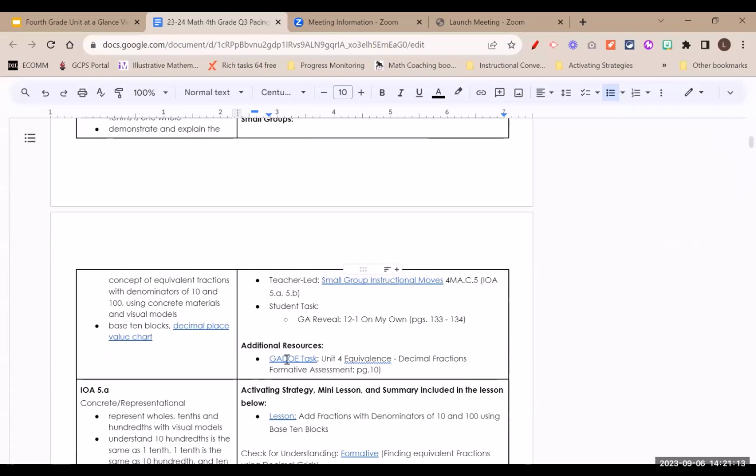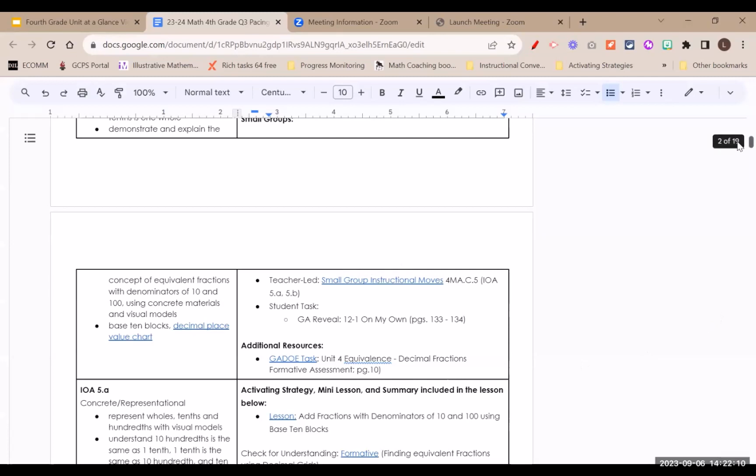Additionally, there's a Georgia DOE task under additional resources. Anytime you see a Georgia DOE task linked to your pacing guide, it's going to pull up a large document that has multiple tasks and resources for you, but the link itself is going to open to the page number that is referenced on the pacing guide.